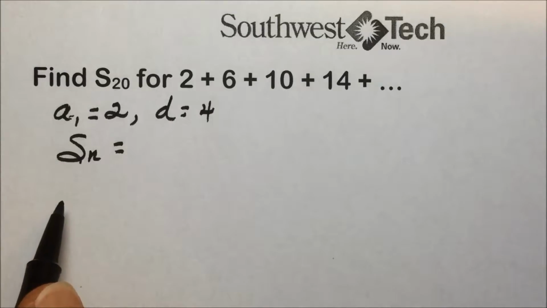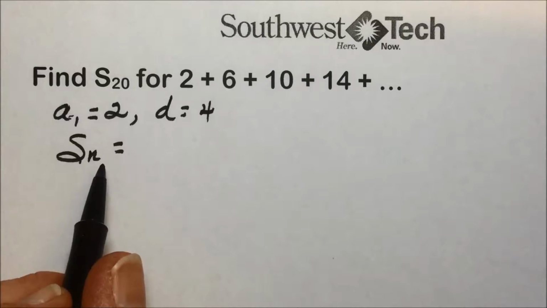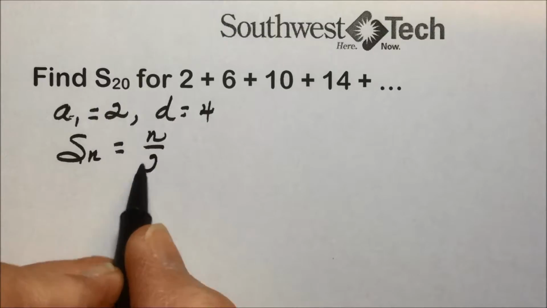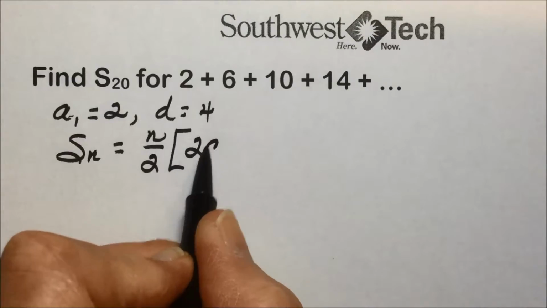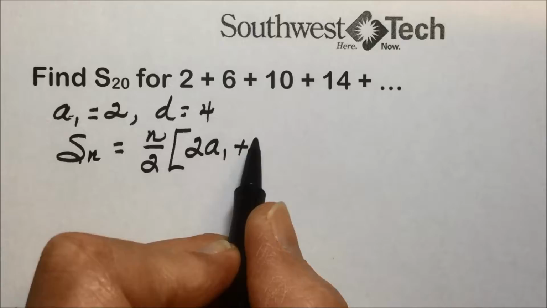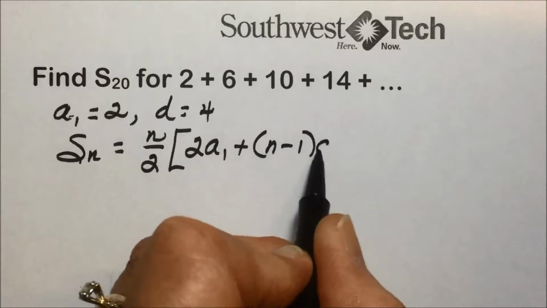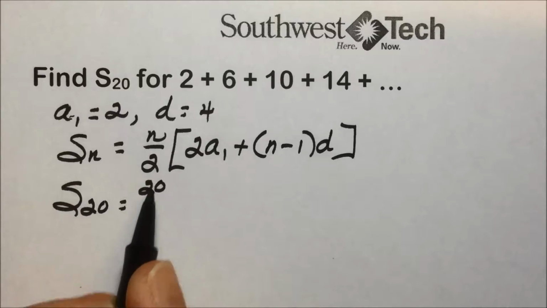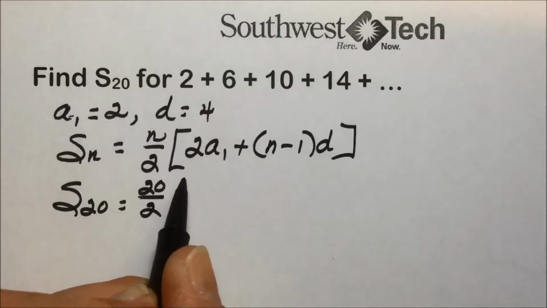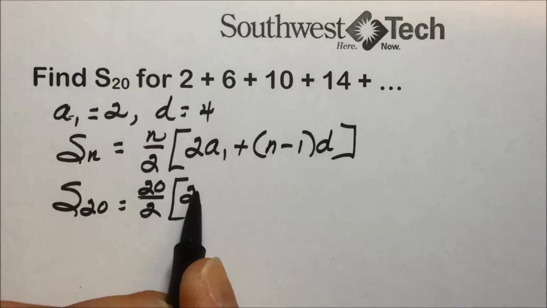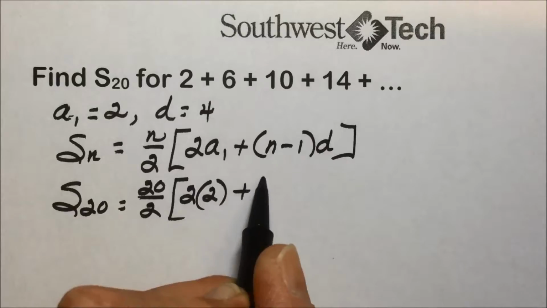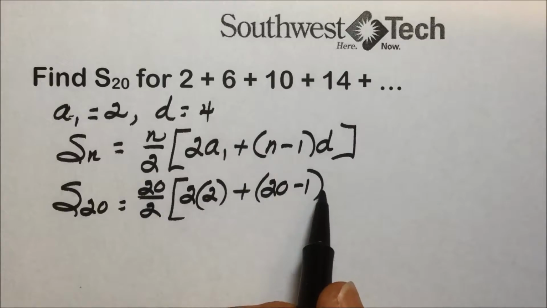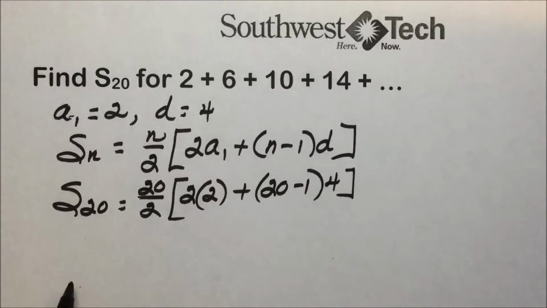one of the two formulas that we just wrote down. The sum of the first n terms is found by taking n over 2 times the quantity 2 times a sub 1, the first term, plus n minus 1 times the common difference. So in this problem we're after the sum of the first 20 terms, so we'll take 20 in place of n, over 2 times the quantity 2 times the first term, which is 2, plus n minus 1, where n is the 20 that we're looking for, times the common difference we found to be 4.